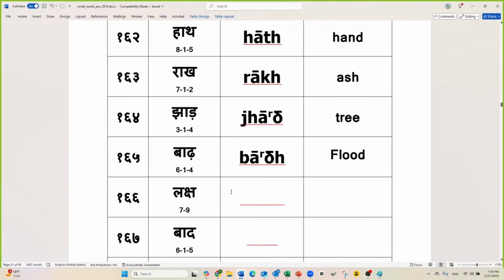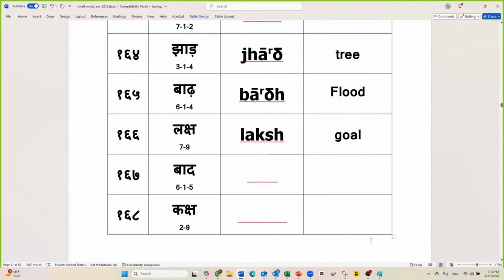Laksh. Laksh is your goal. I have a classmate called Laksha. Yeah. So she's going to achieve all her goals in her life. No, it's a girl. Lakshya. Yeah, fine. She still has goals. She'll achieve all of the goals. Laksh or Laksha, that's fine. From the same word.